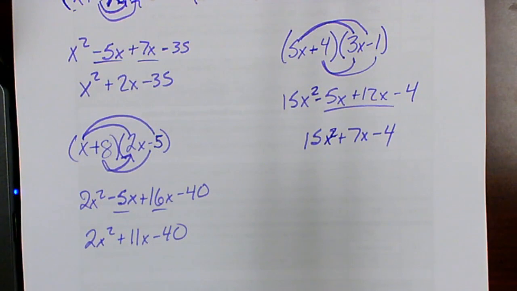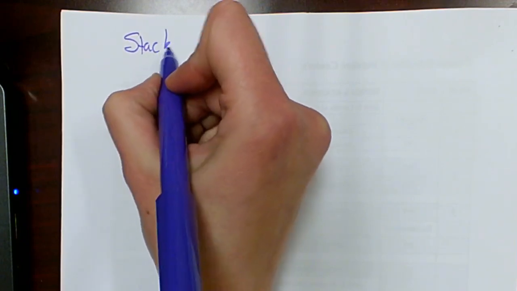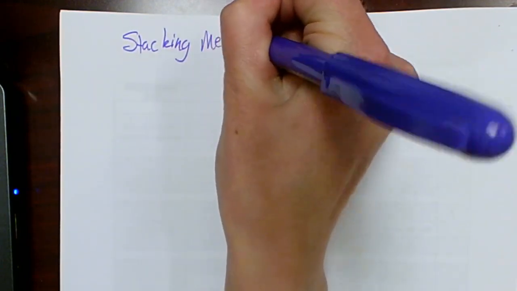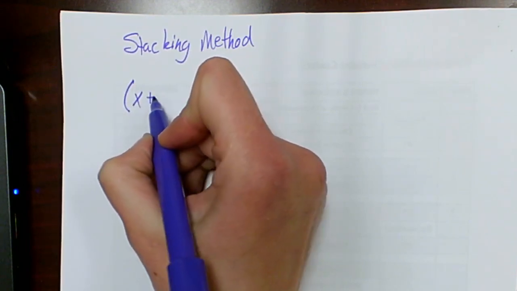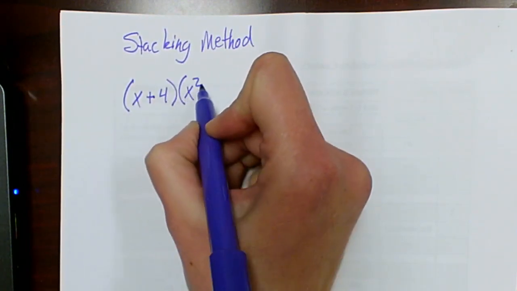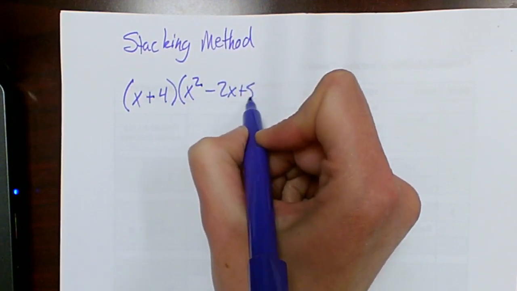Okay, now we will multiply just multiply polynomials. And I'm going to handle this by the stacking method. I call it the stacking method. Sometimes people say organizing by columns. Or, well, my method's a little different than organizing by columns. So anyway, let's do the stacking method. So we have x plus 4 times x squared minus 2x plus 5.